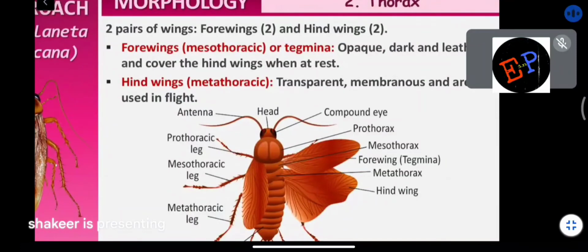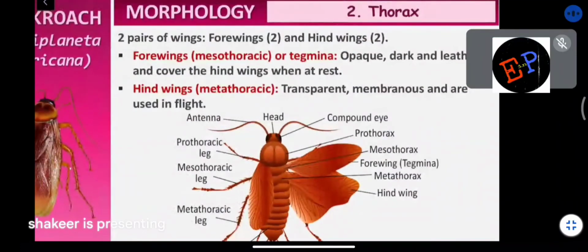Then to the thorax itself, 2 pairs of wings are present. 2 pairs of wings means what? So totally 4 wings are present. Pair means 2 wings, no? 2 pairs means 2 twos are 4 wings. So 4 wings. The first pair is called forewings, and the second pair is called hind wings. Are you able to understand?